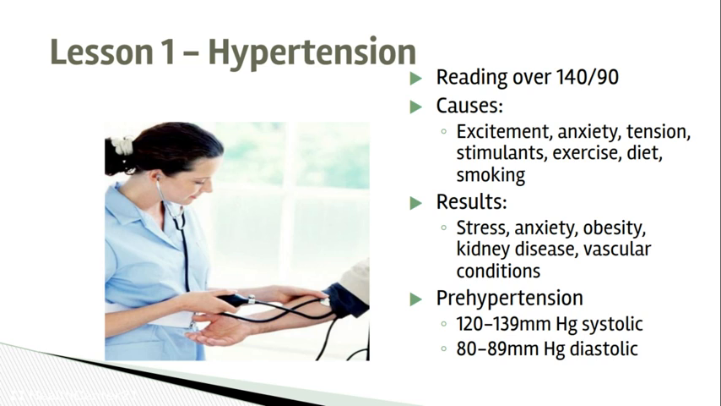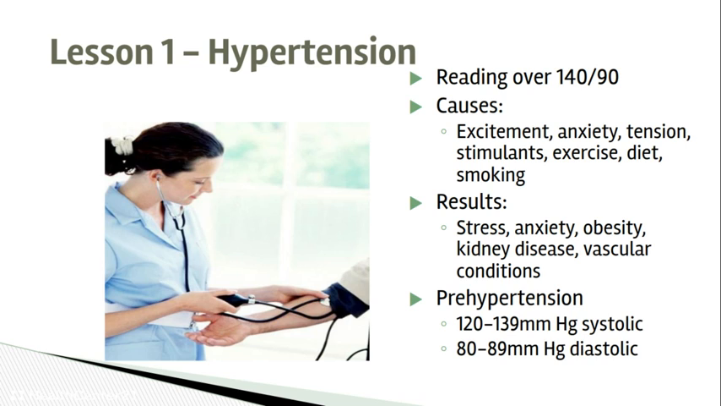So, ideally, we all have good blood pressures, but sometimes we get hypertension, which is a reading over 140 over 90. Now this might be caused by excitement, anxiety, tension, stimulus, exercise, diet, smoking. It might be you're really anxious to go to the doctor and they take your blood pressure and it's really high, but once you've kind of calmed down and been there, they might take it again and then it might be in the normal range.